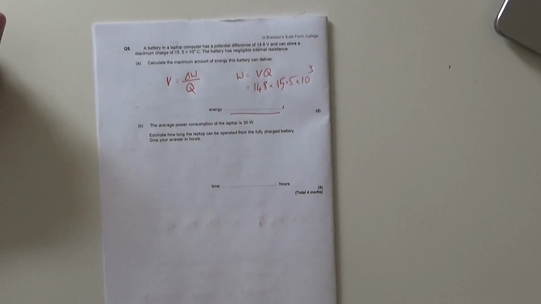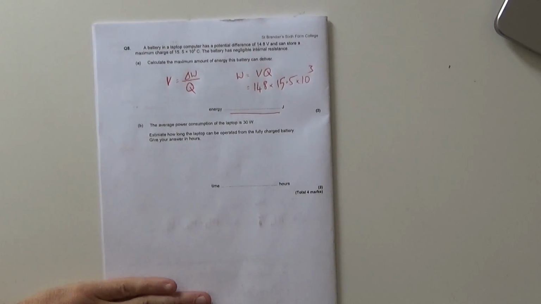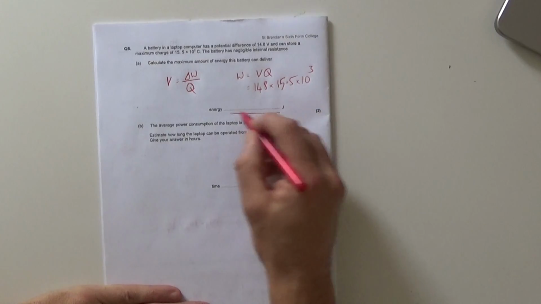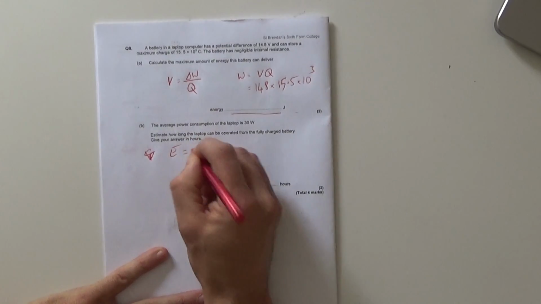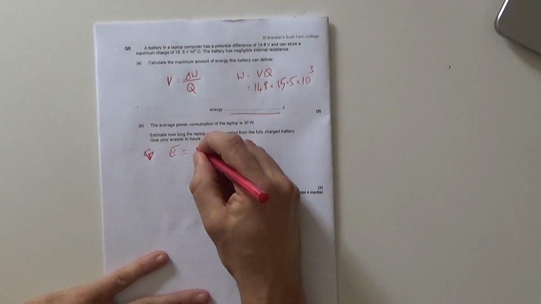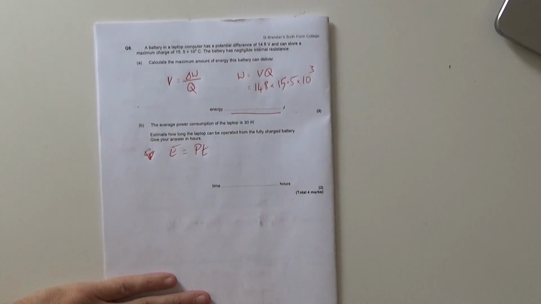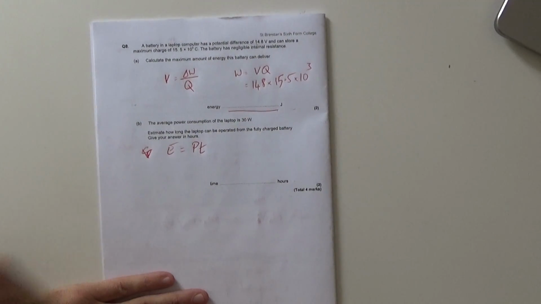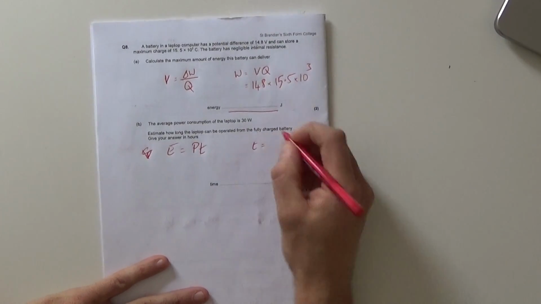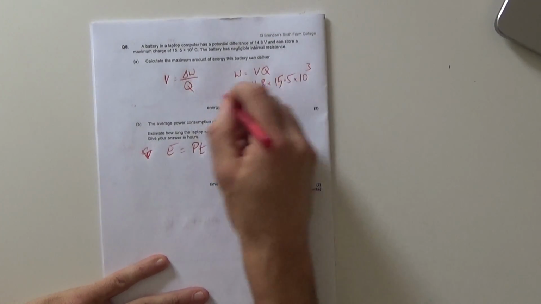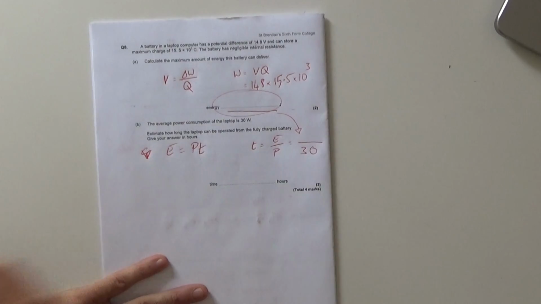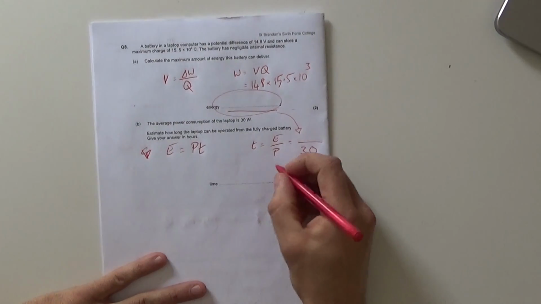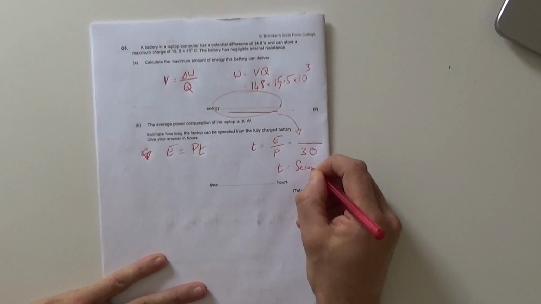B, the average power consumption of the laptop is 30 watts. Estimate how long the laptop can be operated from the fully charged battery. You're going to have this value here, which is of course your energy. Energy is power times time, as I think you know. So the time is going to be energy divided by power, this amount of energy here divided by 30 watts. That gives you the time in seconds, and that's the key thing.